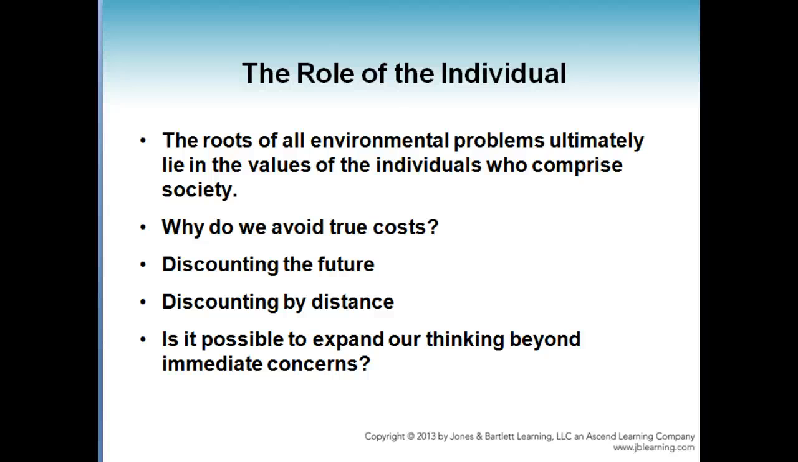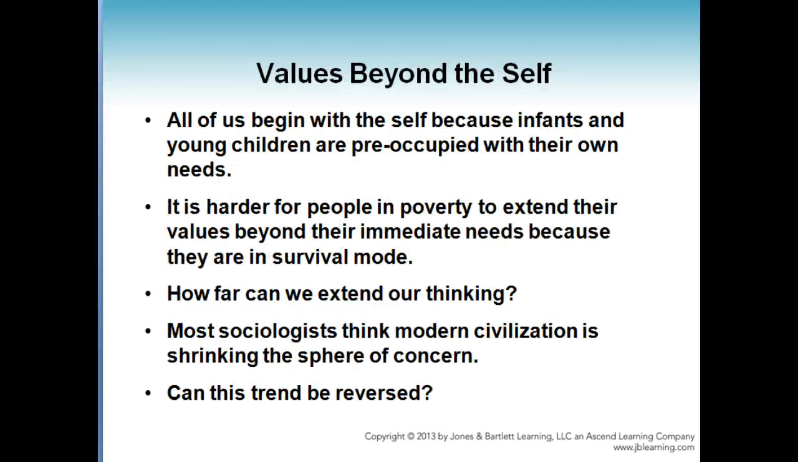We need to expand our thinking beyond immediate concerns, or these issues will come at a huge cost to not only us, but our descendants. So all of us begin with the self, because infants and young children are preoccupied with their own needs. It's harder for people in poverty to extend their values beyond their immediate needs because they're in survival mode. How far can we extend our thinking beyond ourselves is a big question. But most sociologists think modern civilization is shrinking the sphere of concern. And can this trend be reversed?